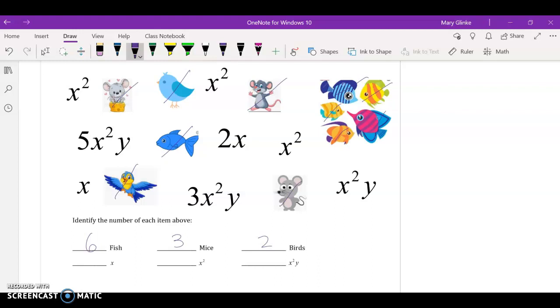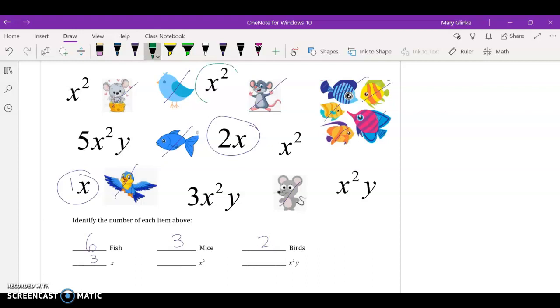So what we're going to do now is the same idea, but with our variables. So our x's, I'm going to go ahead and circle them. Those are the only ones that are just x's. So this is saying 1x, and this is saying 2 more x's. So overall, there would be 3 x's in total.